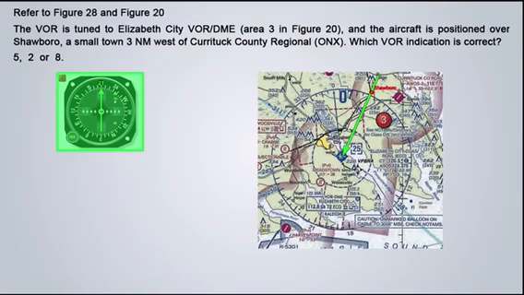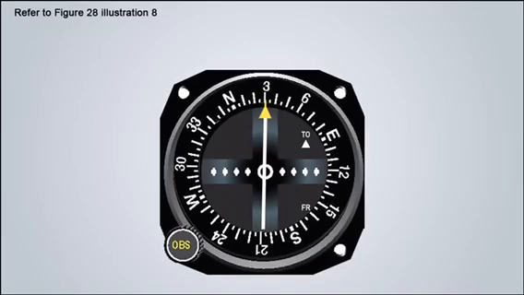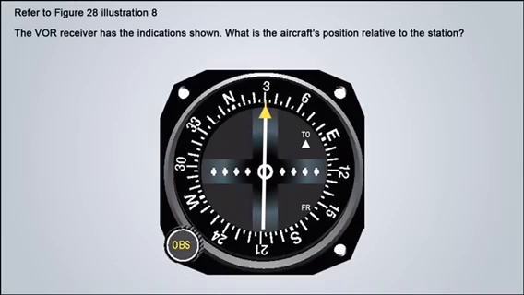Another much easier question says, refer to Figure 28, Illustration 8. The VOR receiver has the indication shown. What is the aircraft position relative to the station? The answers are north, east, or south. To answer this one, all we need to do is, first, look at the flag. It's pointing straight up. Then, look at the needle.